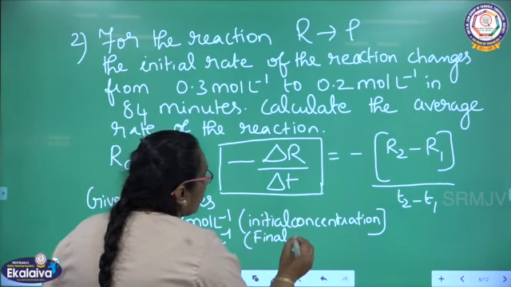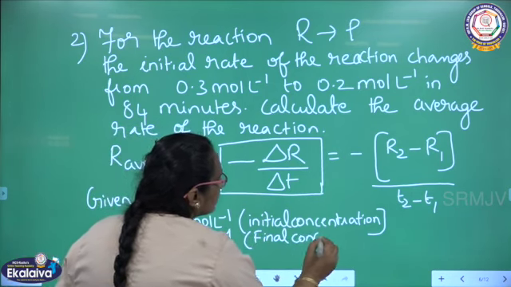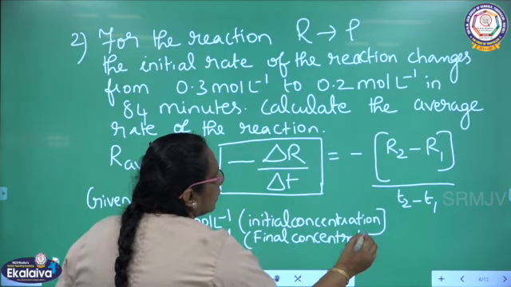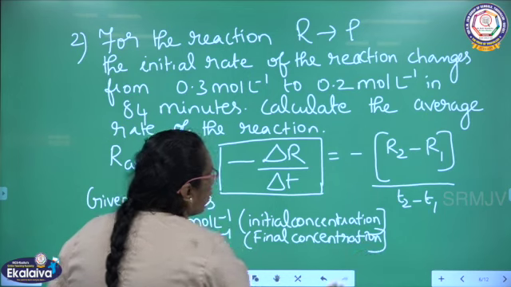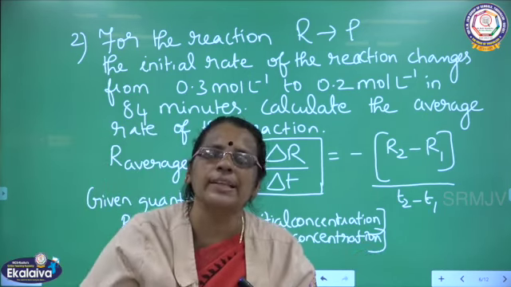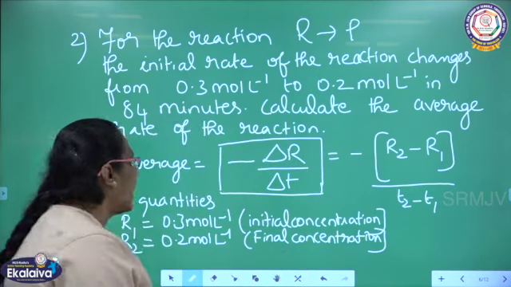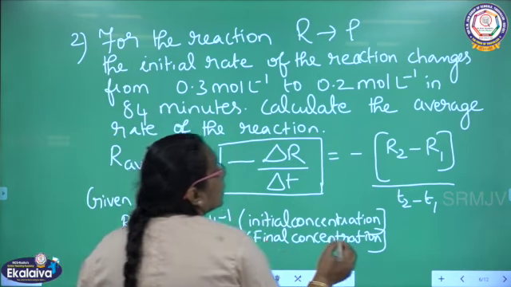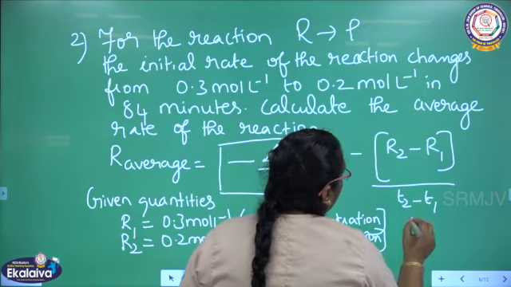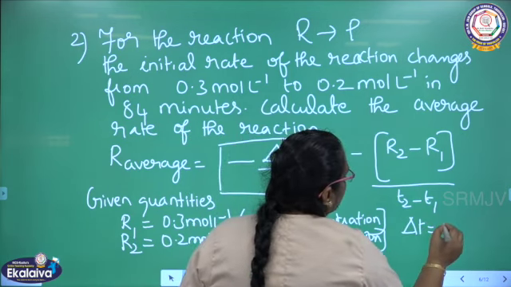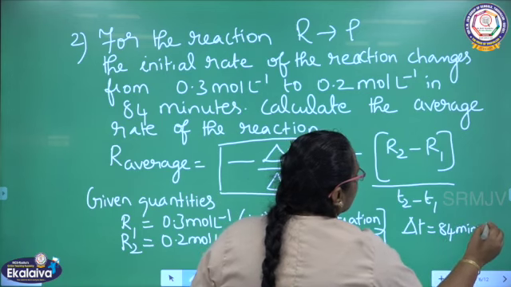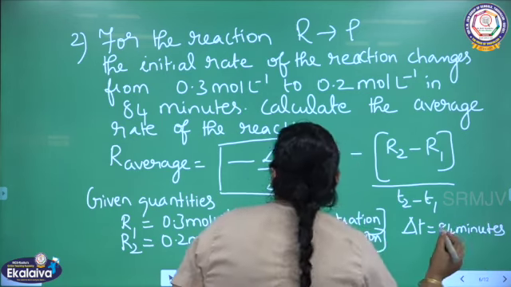First we will write the given quantities. R1 is the initial concentration, which is 0.3 moles per liter. R2 is the final concentration, which is 0.2 moles per liter, and they have given the time also. What is T2 minus T1? They have given us delta T, 84 minutes. So we have written the given quantities.